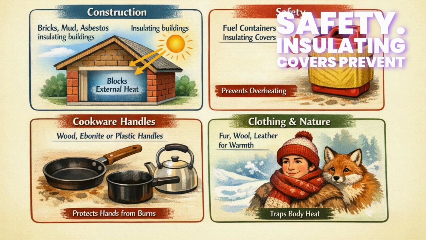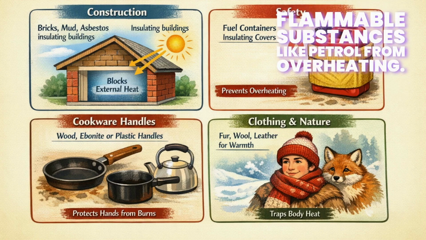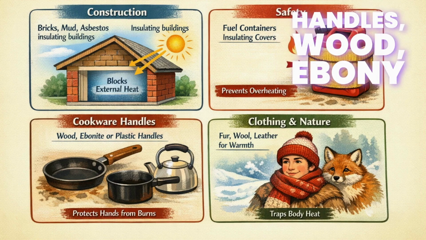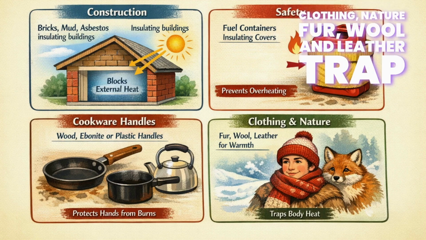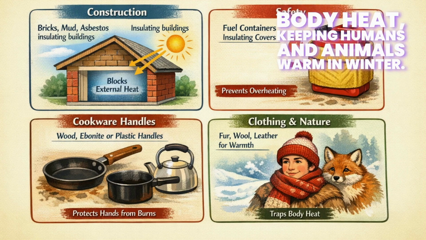Safety, insulating covers prevent flammable substances, like petrol, from overheating. Handles, wood, ebonite, or plastic handles on cookware protect hands from burns. Clothing, nature, fur, wool, and leather trap body heat, keeping humans and animals warm in winter.